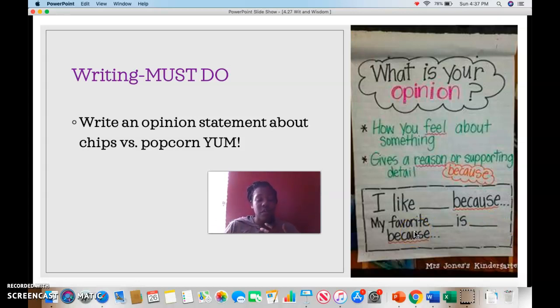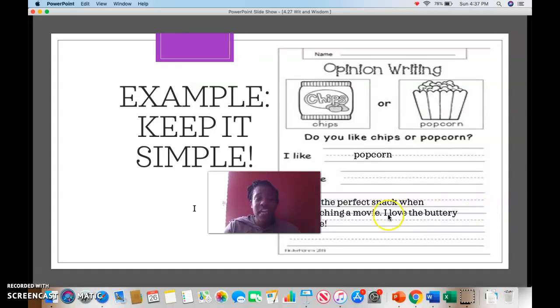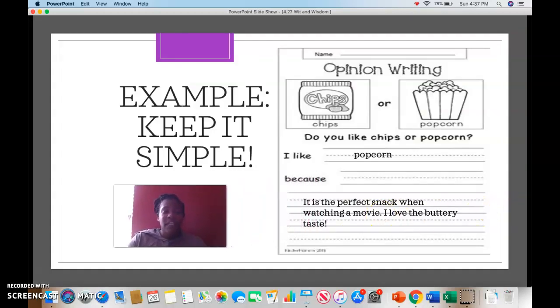We're going to get into some more writing later on. Here is a sample. Keep it simple. So I want you to do exactly what I did. I like popcorn, or I like chips, because. So I wrote, I like popcorn because it is the perfect snack when watching a movie. I love the buttery taste. Boys and girls, simple as that.